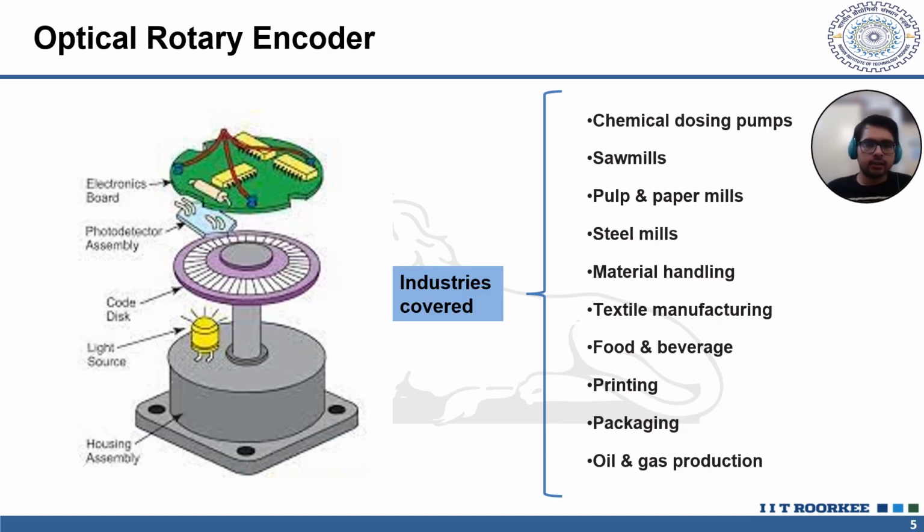In an optical rotary encoder, there are LEDs which send photons to be detected by the photodetector assembly. When light passes through the coded disk, it gets detected and the electronics board finally generates an electric response. Hence, it uses light to detect changes in angular motion as well as the position of the shaft it is attached to. Optical encoders are used in a wide range of industries, including sawmills, paper mills, textile manufacturing, printing, packaging, etc. This is because they provide high resolution of motion and position detection.